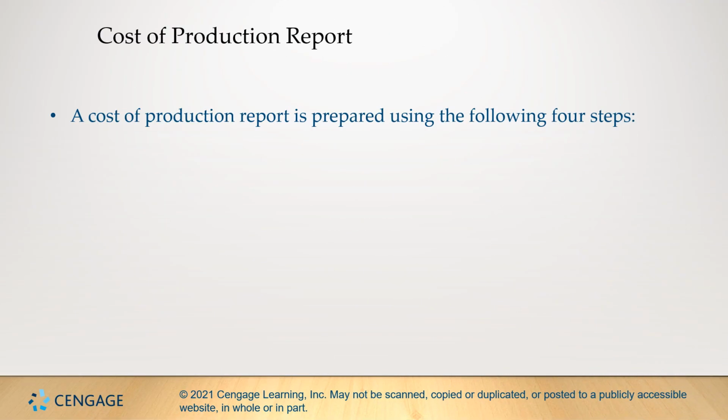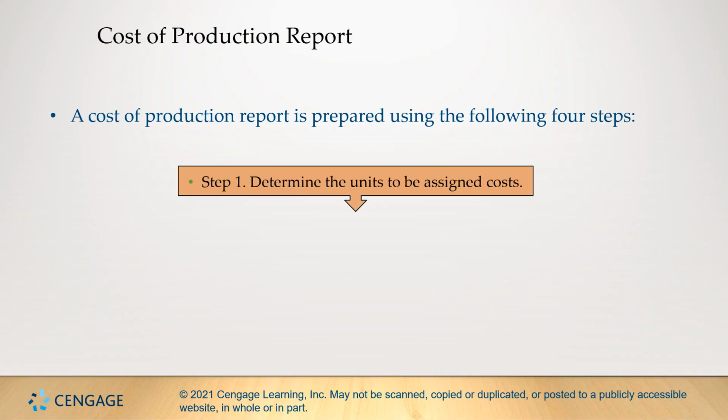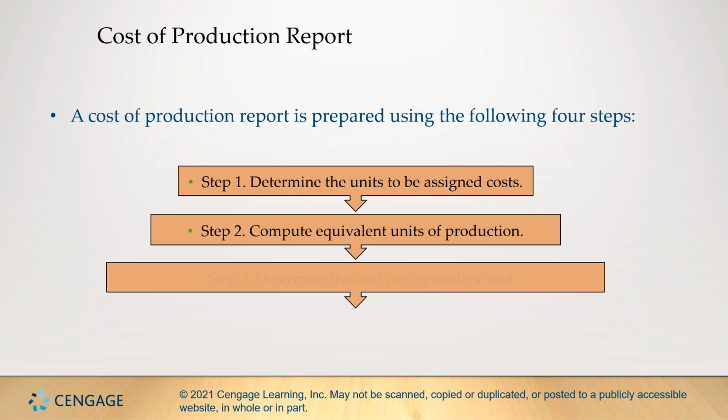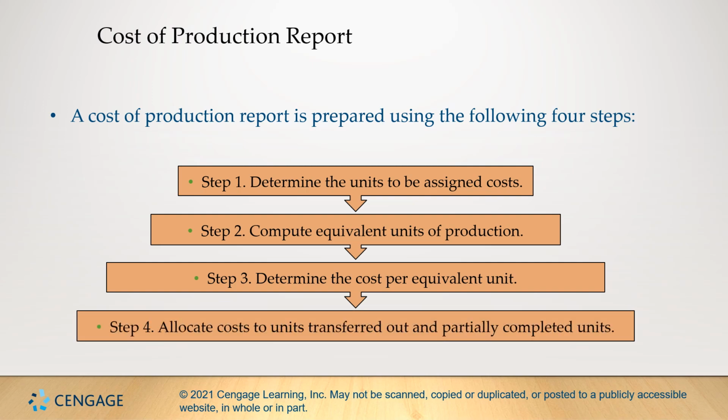How we build the cost of production report is a four-step process. Step 1. We need to determine the units to be assigned costs. Step 2. Calculate something called the equivalent units of production. Step 3. Determine the cost per equivalent unit. And step 4. Allocate those costs to units transferred out and those still in ending inventory as shown in the previous slide.